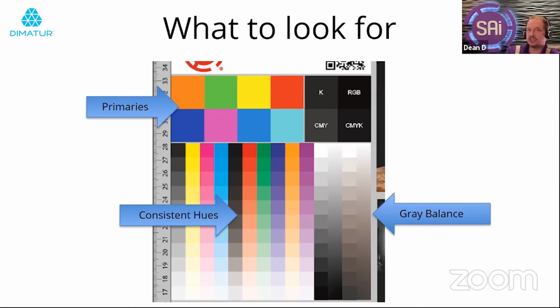Look at your yellows. Does the yellow have a little bit of cyan in it? You've got a problem there potentially. You've got your different blacks. Also look for consistent hues. A lot of people get a good red, but then their mid-tone reds blow out and turn orange. So when you print this out, make sure that you've got a nice rich red all the way up the top. Also look on the side here for your gray balance.